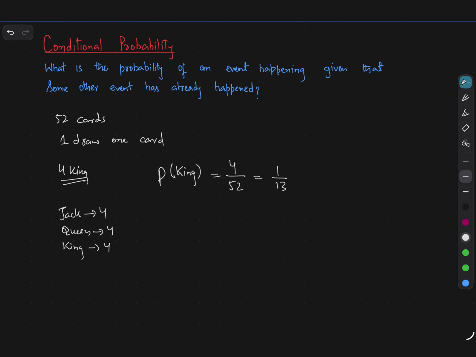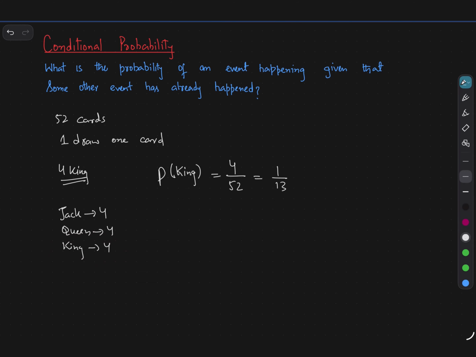Now, if someone tells you that they have drawn a card and the card is a face card, they don't exactly tell you if it's a jack or a queen or a king. What is the probability that the card is a king? So if someone draws a card from the standard deck and tells you it's a face card, now what is the probability that the card they have drawn is a king?